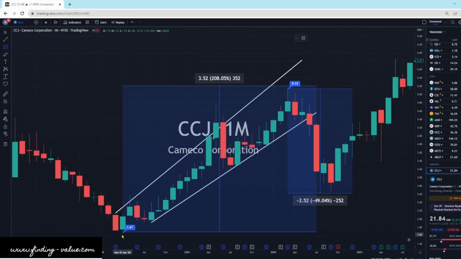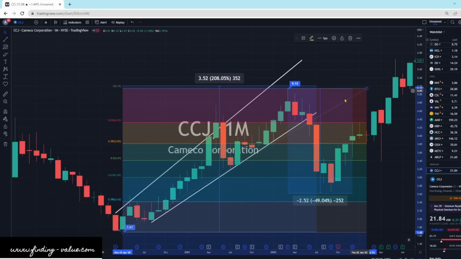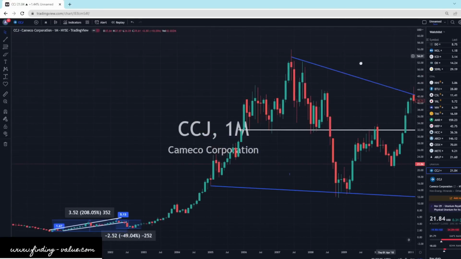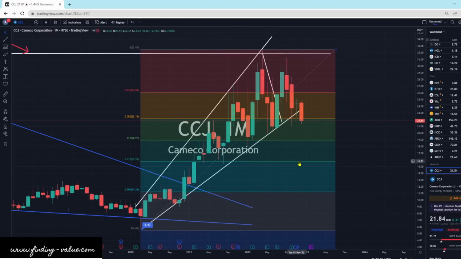If we were to put a fib retracement on it, we go from the bottom to the top. We pulled back to 0.618. And that's where we kind of stabilized and moved higher. 0.618 is a pretty common area to pull back to. Now, if we were to pull back to 0.618 on this next pullback, if it were to do that, which it very well could, 0.618 would put us at about $16 a share on Camco.